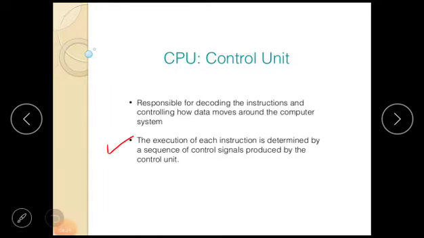So this is a very important part of the control unit.